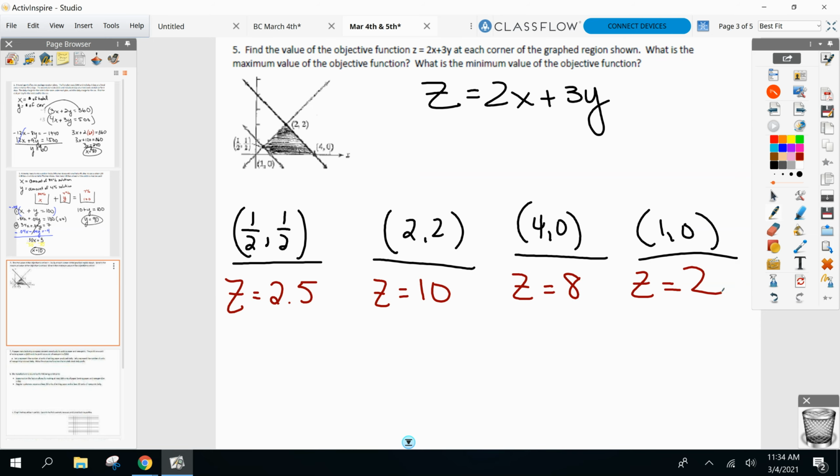2, good. Guys, please answer the question on the quiz Monday. I didn't want you to find Z and that was it. I needed you to find what was the maximum value and what was the minimum value. So I do need a little statement that says, hey, the max is 10, minimum is equal to 2. It doesn't say for what value, so I'm just going to put the max and the min.